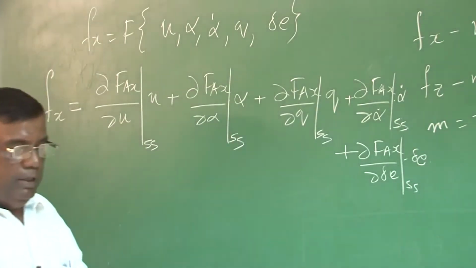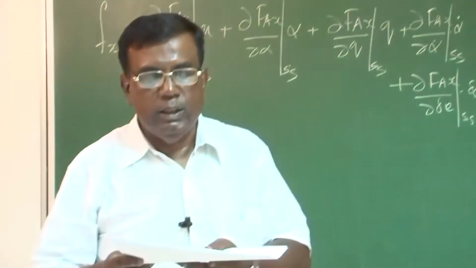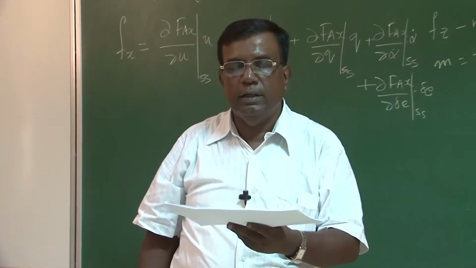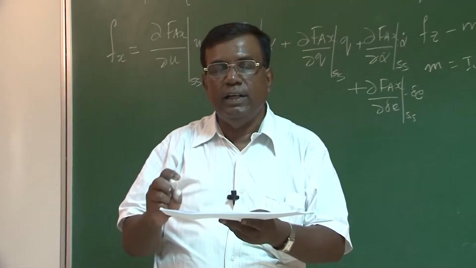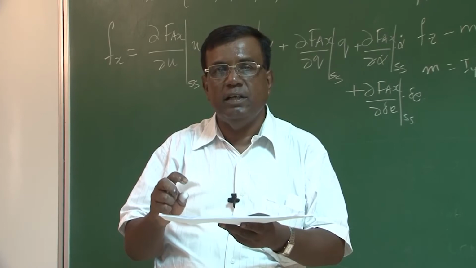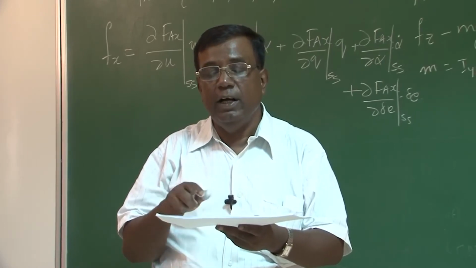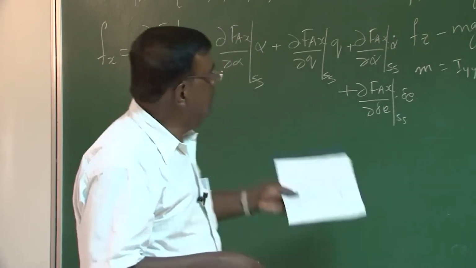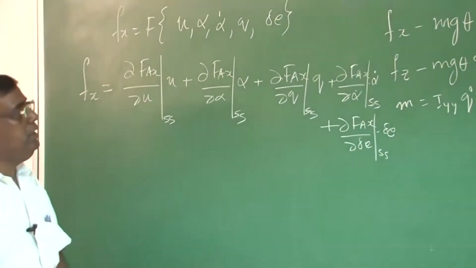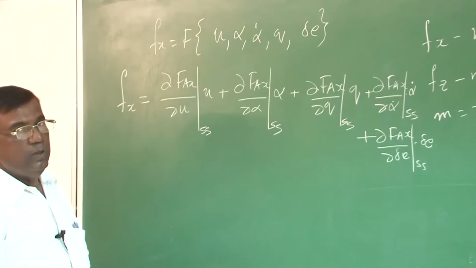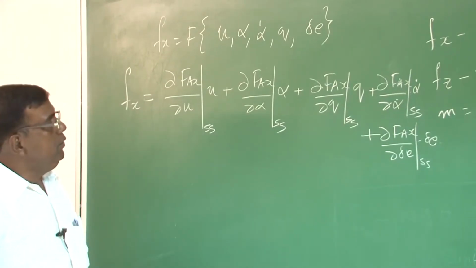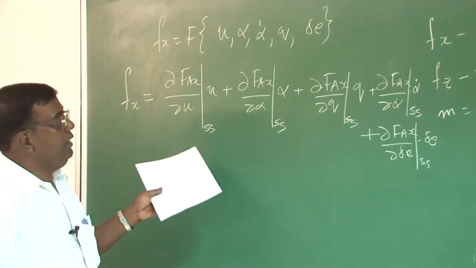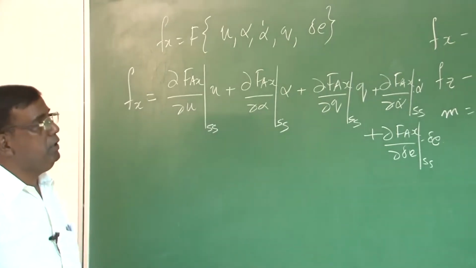Physically, what does it mean? I mean, suppose I am flying this machine like this, and there is a change in alpha, right? So I need to find out what is that gradient in sense of partial derivative, dFx/d alpha at steady state. I evaluate that and then multiply with perturbed quantities and add it up because we are talking about a linear system. So I should be able to model Fx as a function of u, alpha, alpha dot, q, delta e.